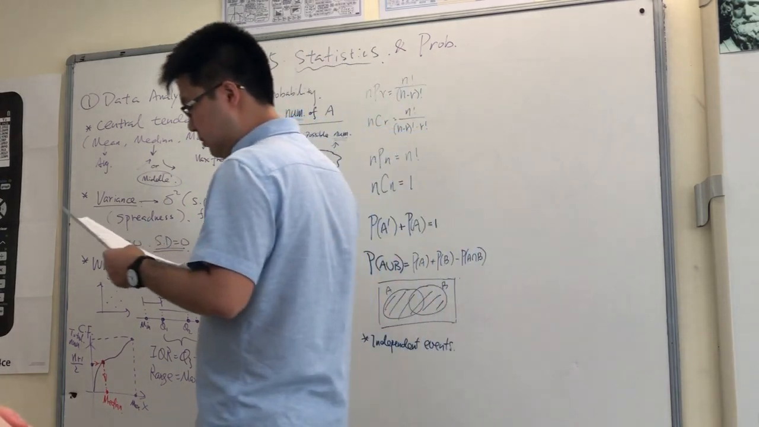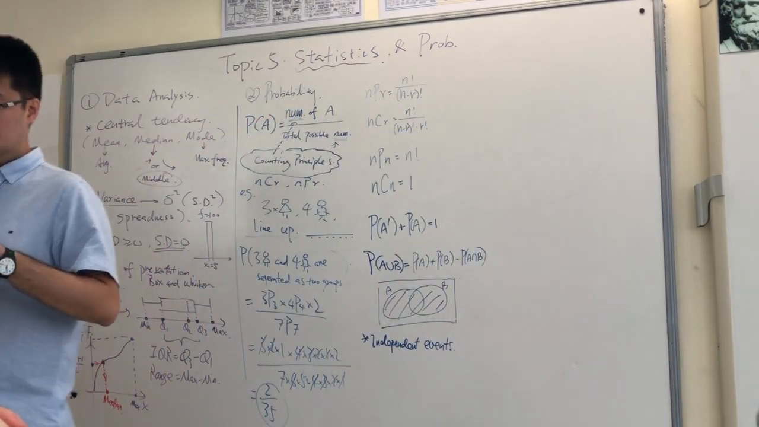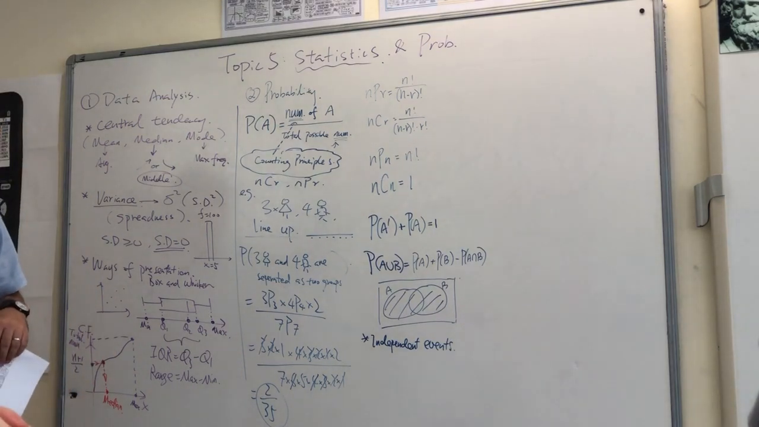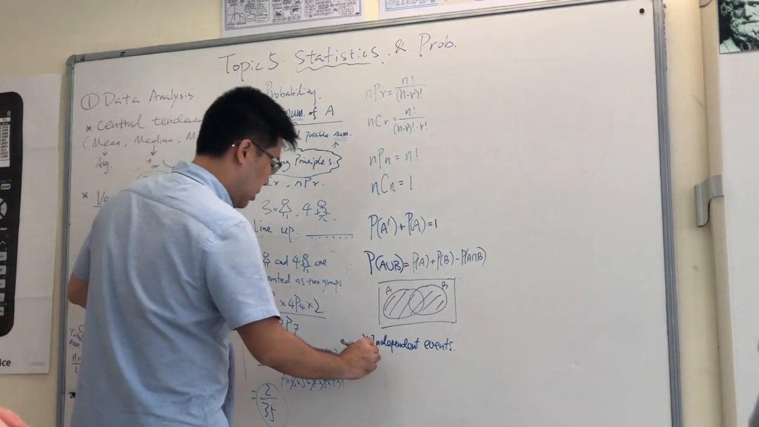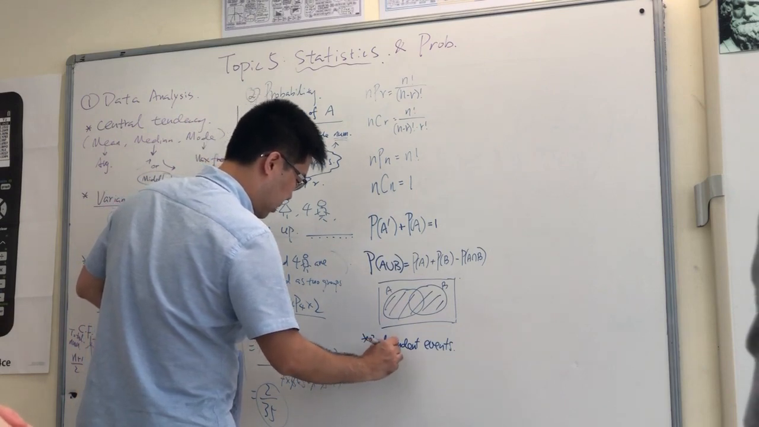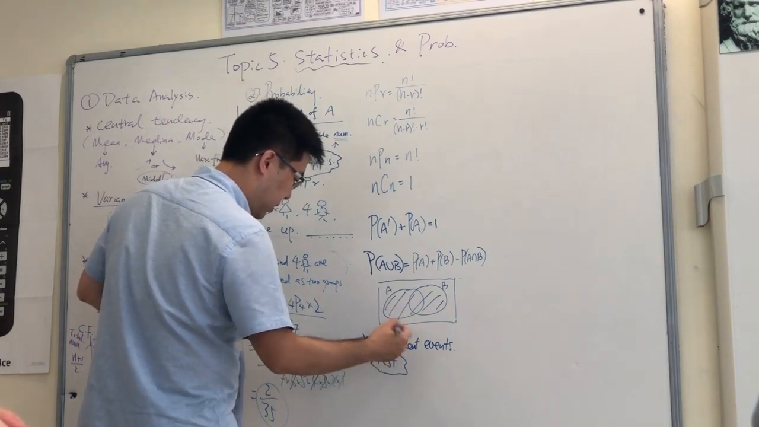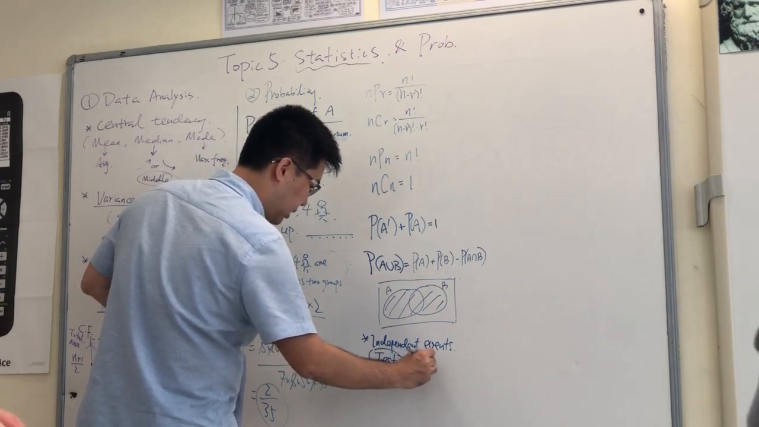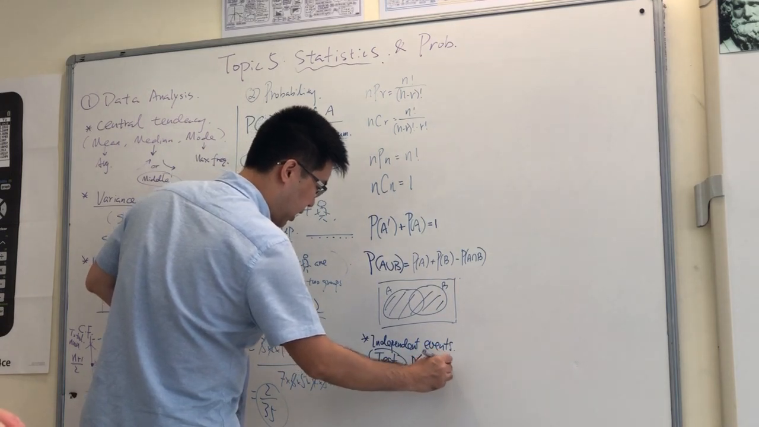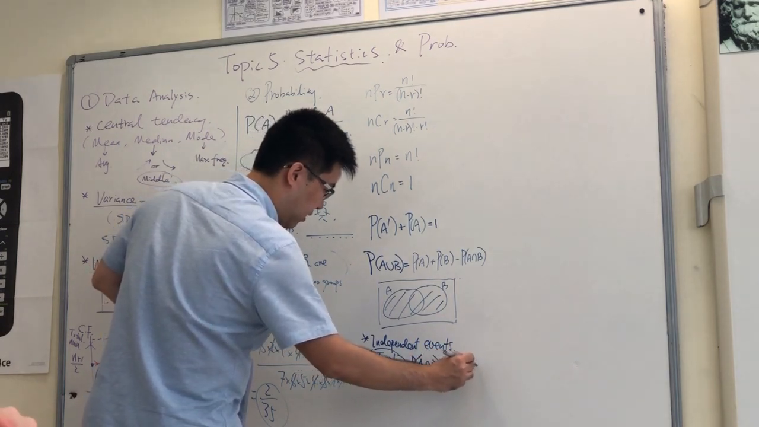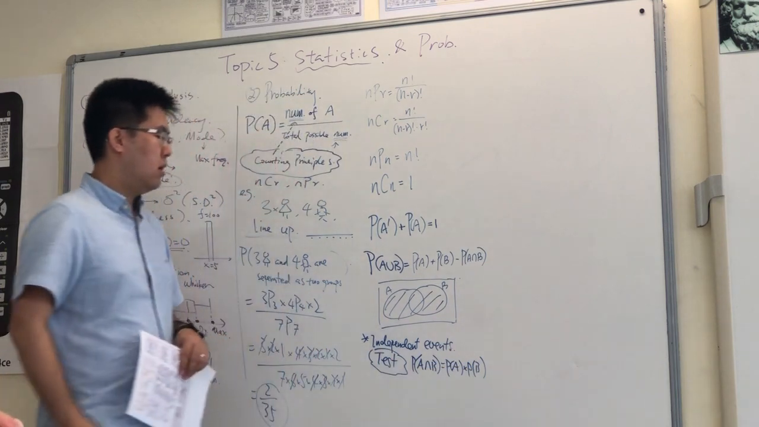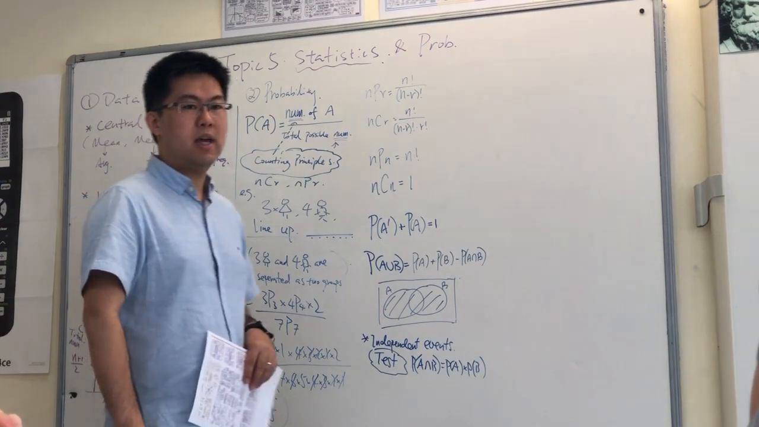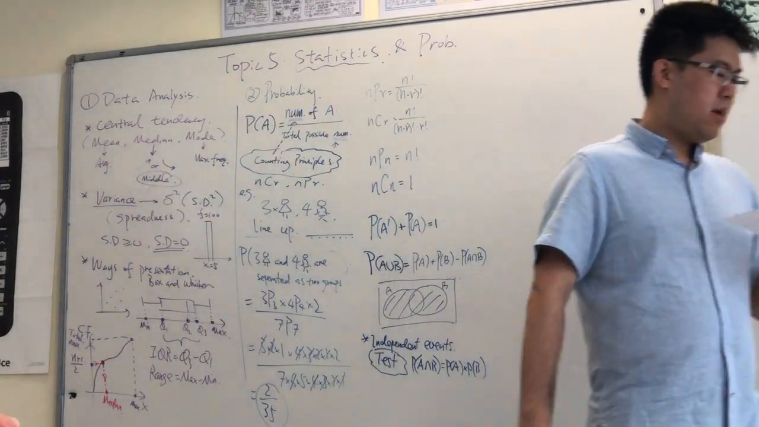Anyone? PA intersect B equals PA times PB. Yeah. So let's put it down. It's important, okay? The test for independent events could be PA intersecting with B equals PA times PB. If A and B both happen, the probability just equals PA times PB, then they're independent.